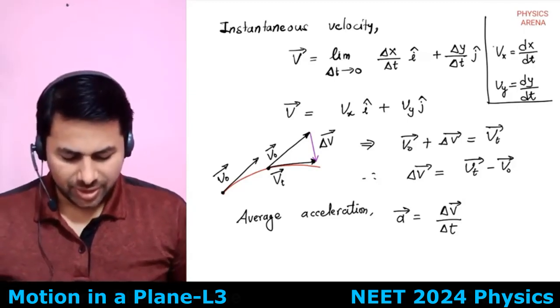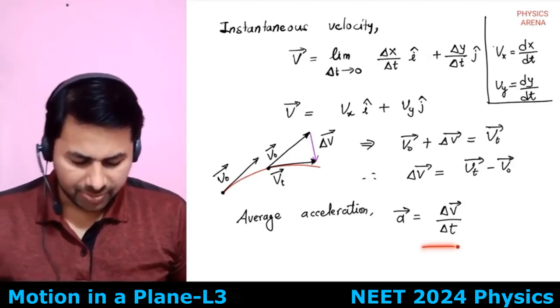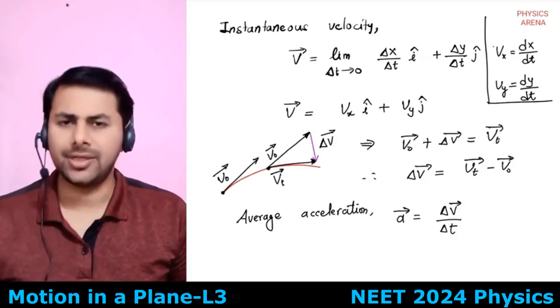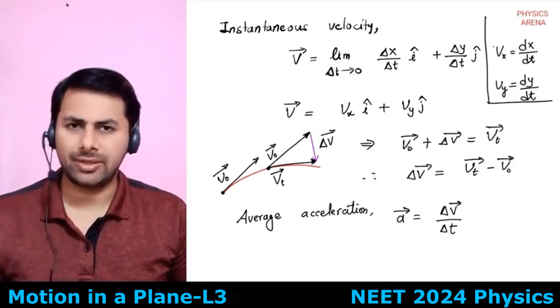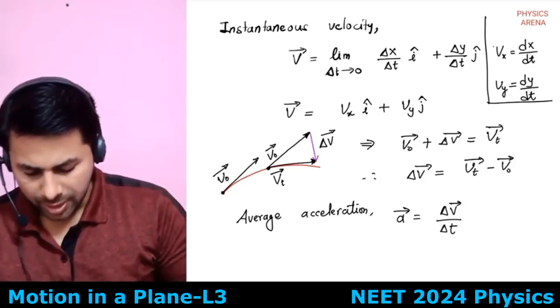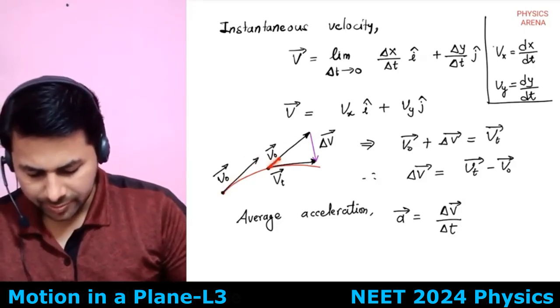Okay. All right. So this is average acceleration in this much time interval, right? And if you want instantaneous acceleration, you will take the derivative of velocity with respect to time. Fine. And now remember these vectors.